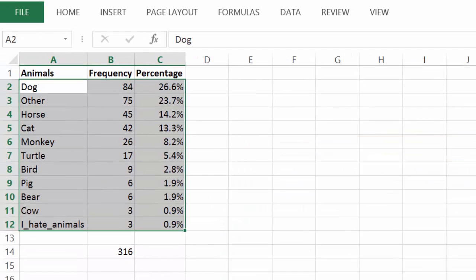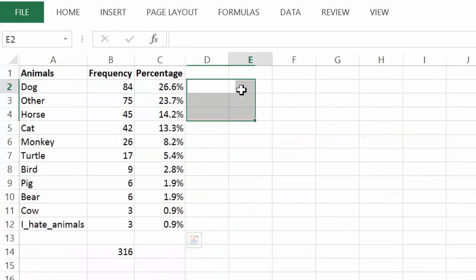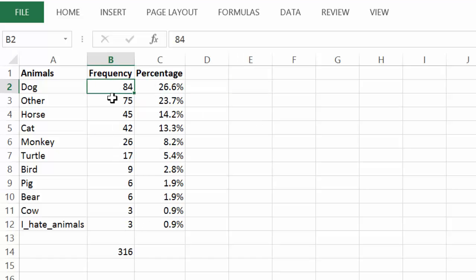Okay. There we go. So notice everything got sorted together. So the dog is the number 1, and then other, horse, cat, so on, in order of frequency.